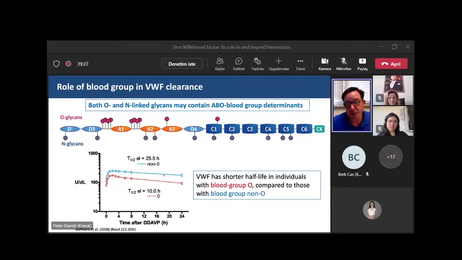Now, is it the glycans on VWF that cause that difference in clearance, or is it the blood group status of the individual that makes that difference? That's not completely clear, but the latest evidence tends to go to the status of the individual rather than that of the glycans on VWF when it comes to the blood group determinants.